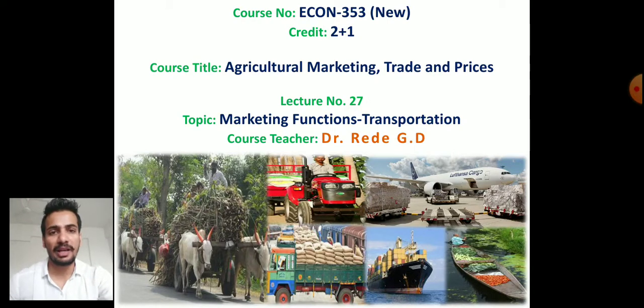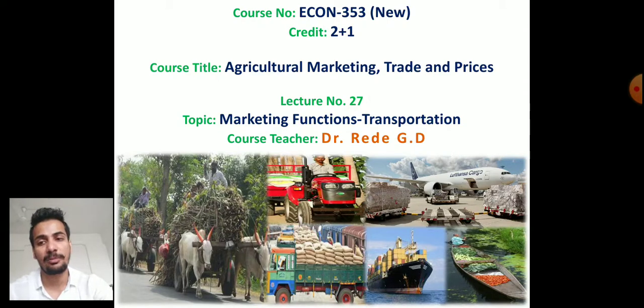In a pathway, means by head loads, then through bicycle or through animal carts. Then next is roadway. In roadway also bicycles are there, rickshaws are there, bullock carts are there, then tractors with trolley, then buses, trucks, tempos, or three wheelers. So through these we can transport the agricultural goods from point of production to the ultimate consumers in case of land. And third one is railway.